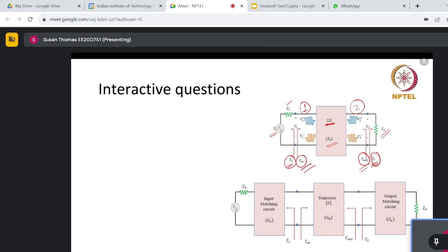Okay, so let's move on to a simple question. Tell me, what are the important considerations in an amplifier design? You can even type in the chat or unmute yourself and answer this question. Tell me what you think. What is needed to be considered when you design an amplifier, or what are the important parameters? At least we can talk about the parameters.